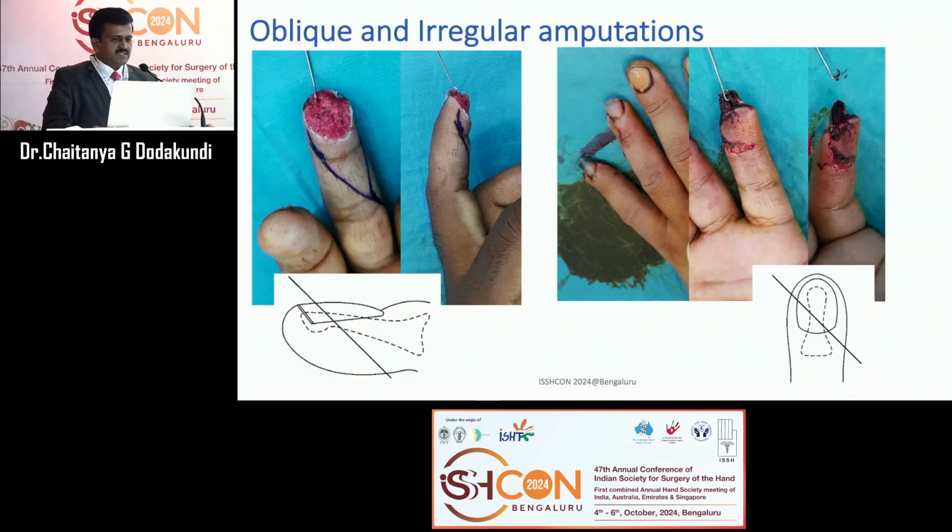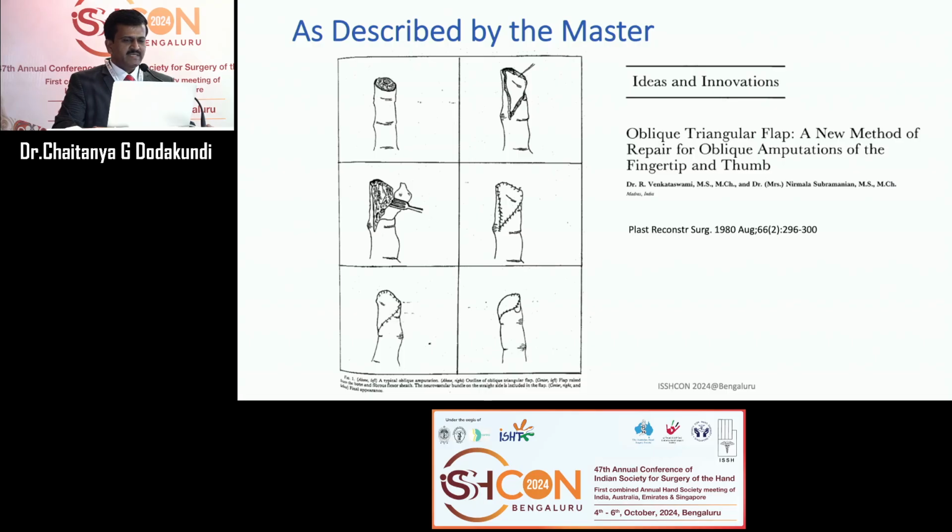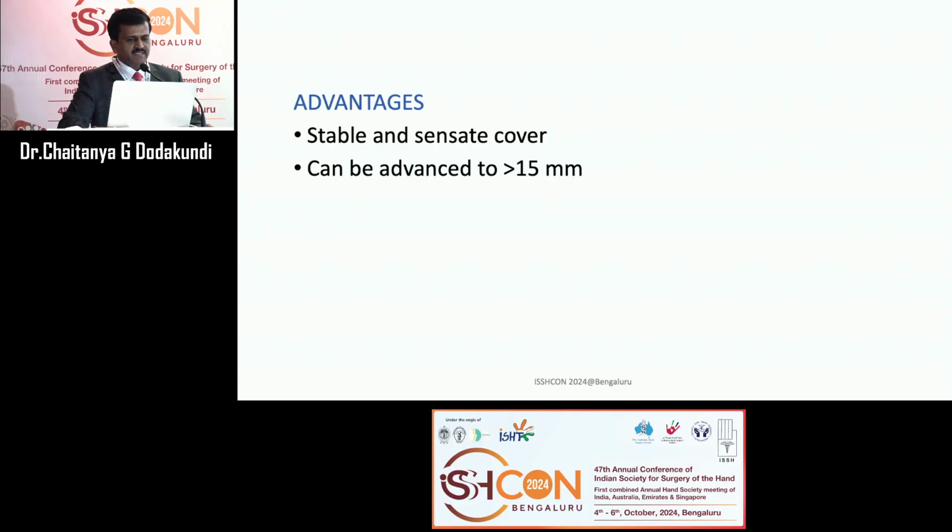Now coming to the oblique triangular flap, which is very suitable for irregular amputations. As described by the master way back in 1980, Dr. Venkateswamy made a triangular flap which was 2.5 times the width of the defect, with the apex proximal, dissected proximally so that you mobilize this skin flap further to cover the fingertip. The advantages being it is stable and sensate, and depending on how much you dissect proximally, you can advance it up to 15 millimeters or even more.